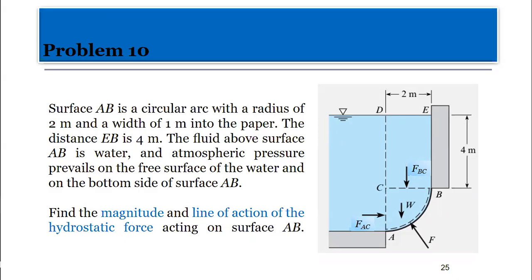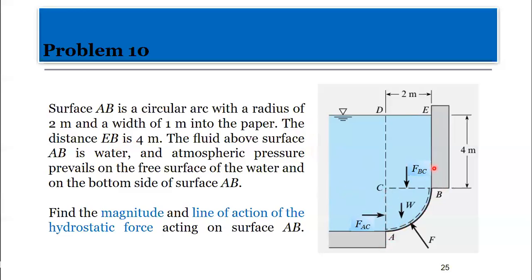So here, they are saying that surface AB is a circular arc, where is my laser pointer? Oh, where are you? AB is a circular arc with radius 2 meters, right? And a width of 1 meter into the screen, okay? Now, the distance EB is what?